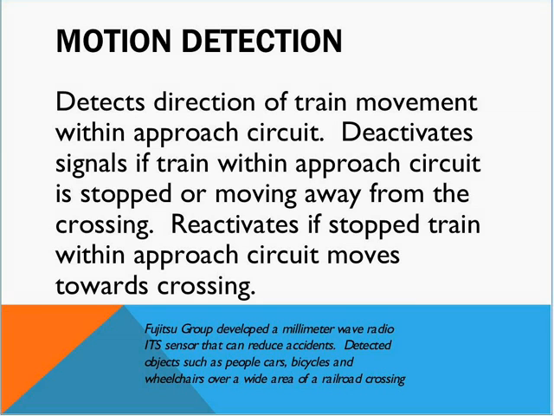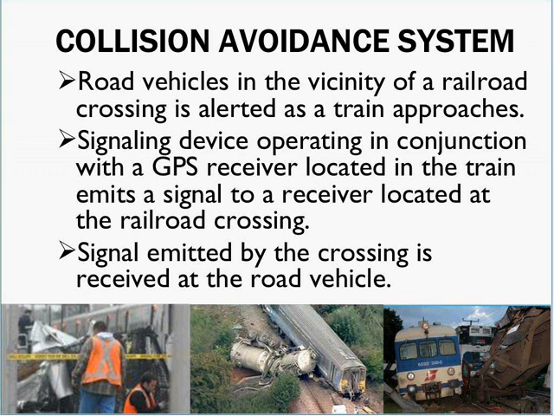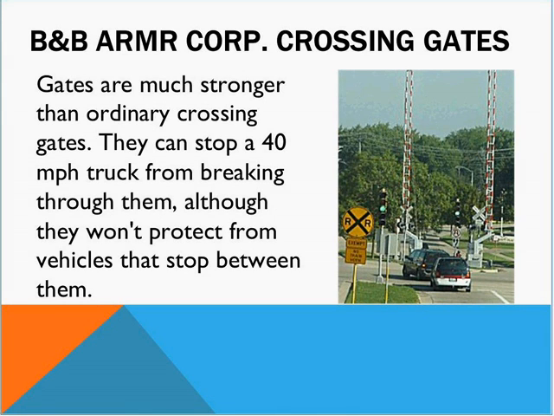In fact, the Japanese have used it effectively, and they found that it's worked very well in terms of wheelchairs and bicyclists being detected in the railroad crossings. These are individuals that have more difficulty getting out of the way of a train as compared to a pedestrian that's just walking. They're also working on collision avoidance systems to avoid these kinds of incidents. And this is the gate I was mentioning that has the ability of stopping a 40 mile per hour truck from breaking through. This is being tested and it's manufactured by B&B Armor Corporation.